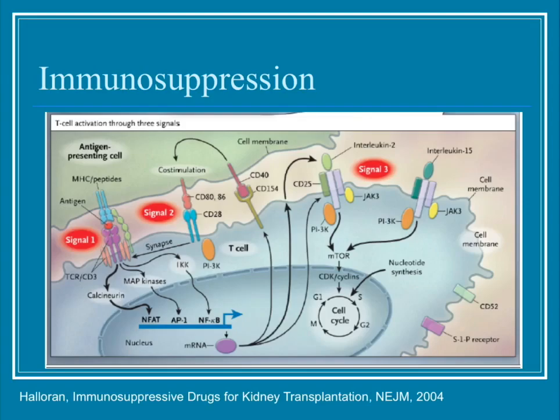This is Dr. Halloran's paper that still is a landmark graphic showing where these different drugs work. For example, you have the calcineurin pathway along the left side leading to NFAT production. Then towards the middle right, you have the JAK3 pathway going to mTOR, going into the nucleus, so that mTOR inhibitors affect there.